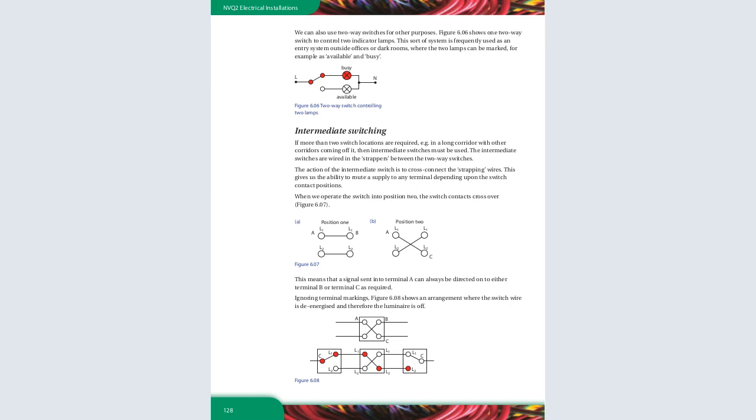So in the intermediate switching, I'll not talk much there because it's supposed to be done practically in class. In intermediate switching, you can see the position 1, L1, L2. They are normally linked. Now we can see position 2, this position 1 and this position 2. That is how we can wire the intermediate switching.